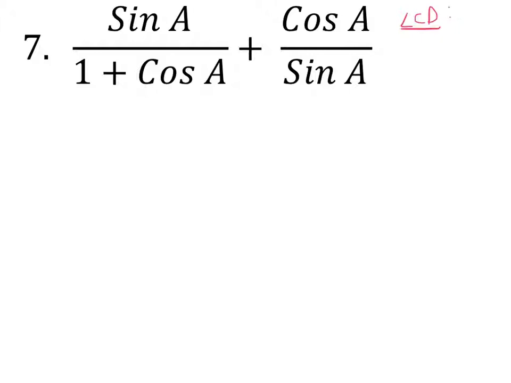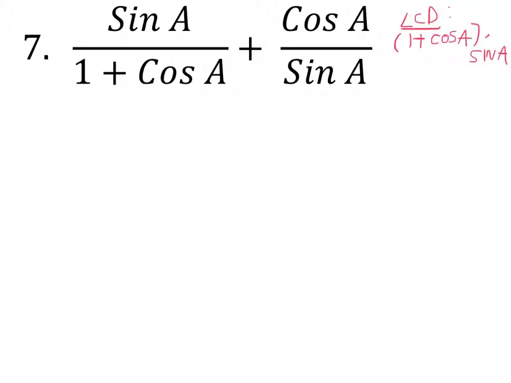And really, if you see you have fractions, most likely you want to find the LCD. And that's the only thing that's going to work here. You can see I have LCD written down. Now the LCD is just going to be the product of the two denominators, 1 plus cosine of A times the sine of A.